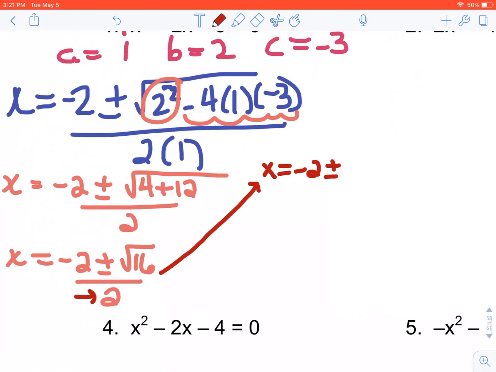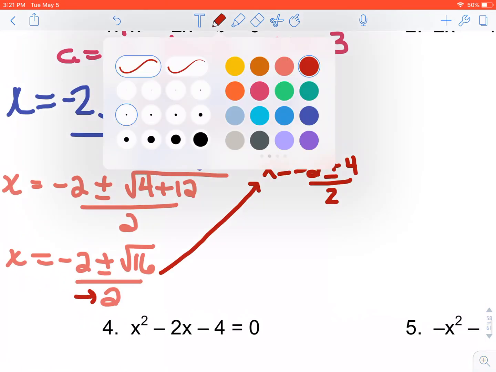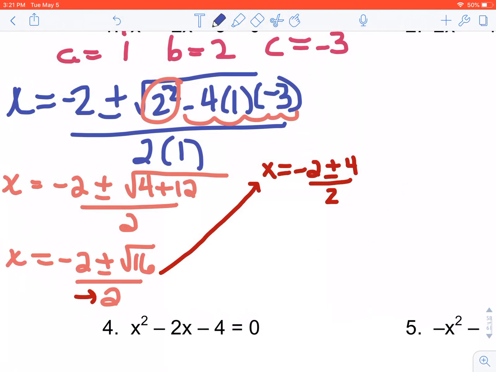We can take the square root of 16 because that is 4. And then I have divided by 2. Now take notice, this is a plus or minus problem. So I really have two equations to now try and simplify, similar to what we did last week when we were solving equations using square roots. So we're going to divide this into two equations, negative 2 plus 4 divided by 2, and negative 2 minus 4 divided by 2. That's really what the plus or minus means.